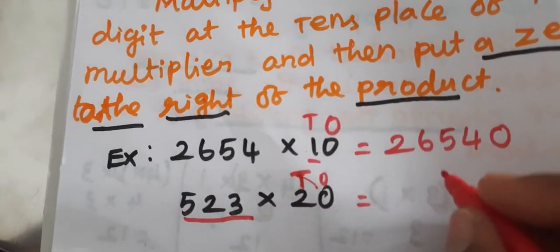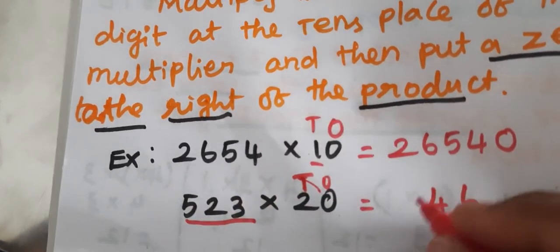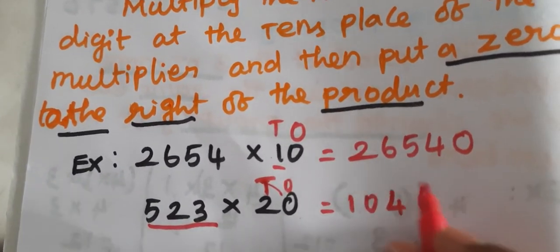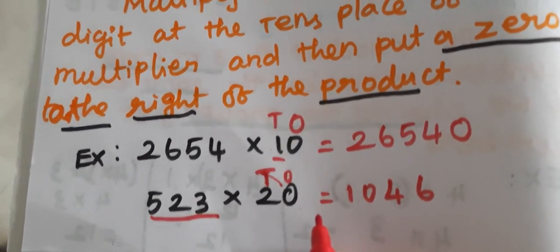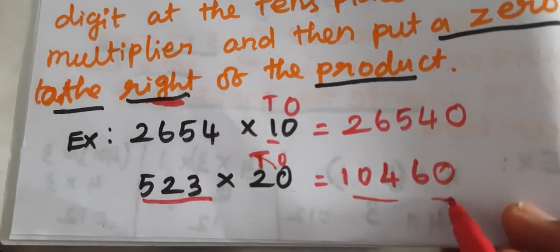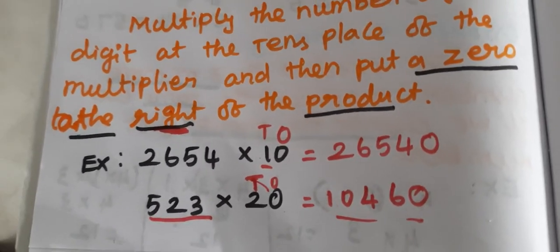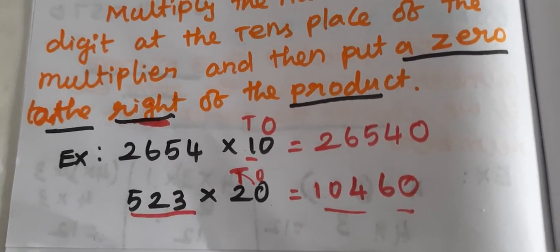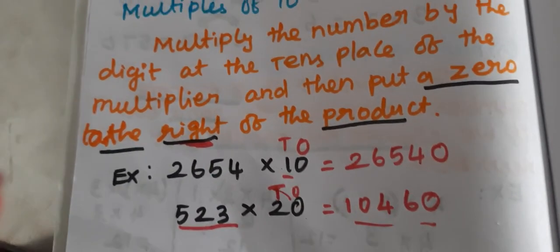So 3 into 2 is 6, 2 into 2 is 4, 5 into 2 is 10. Now it's a product. One more step is there, that is the 0. Do we add this 0 on the right side or the left side? Yes, it's the right side of the product. So this is the product for this question. Do you have any doubts? If you have one 0 in the multiplier, you have to add 1 zero to the product. Okay, shall we see the next one?